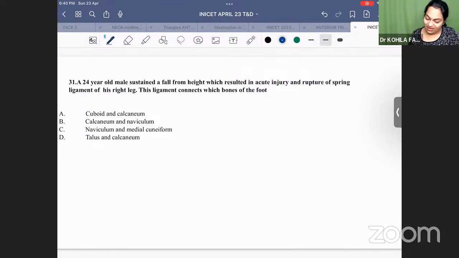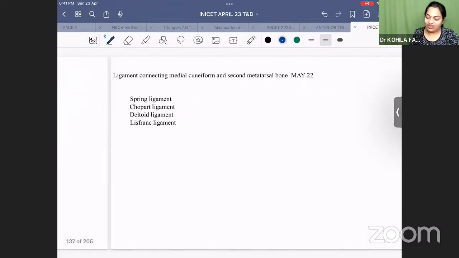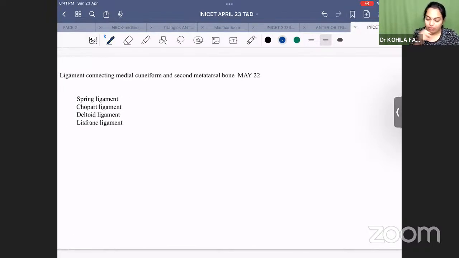What is the ligament here? It's given, right? Spring ligament. What have they asked, which two bones does it connect? Sai Krishna, what did you write? Which was the answer? I'm sure you got it right, isn't it? Very good. Its other name is the plantar calcaneonavicular ligament. So I put a picture here. Spring ligament is the plantar calcaneonavicular ligament.